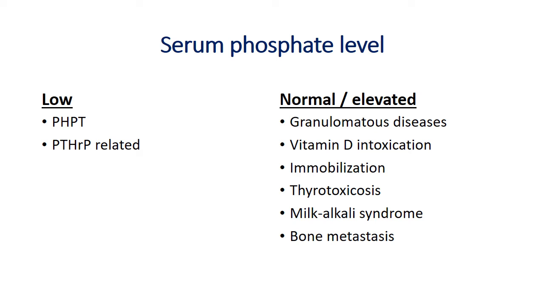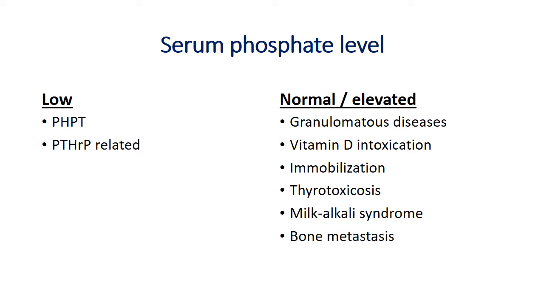Now, as we discussed earlier, the prime hormones and the prime chemicals which regulate calcium levels also have an effect on the serum phosphate level. So measurement of a serum phosphate level is also useful in delineating the etiology of hypercalcemia. If you have a low serum phosphate level with hypercalcemia, it usually points to either primary hyperparathyroidism or the presence of elevated parathyroid hormone related peptide.